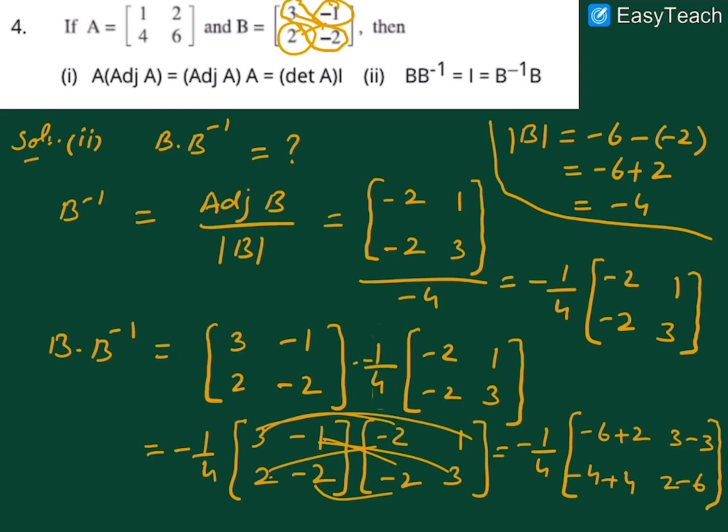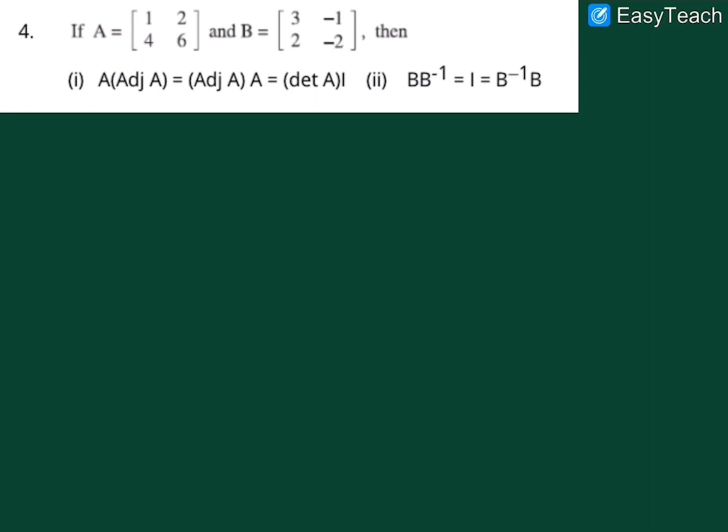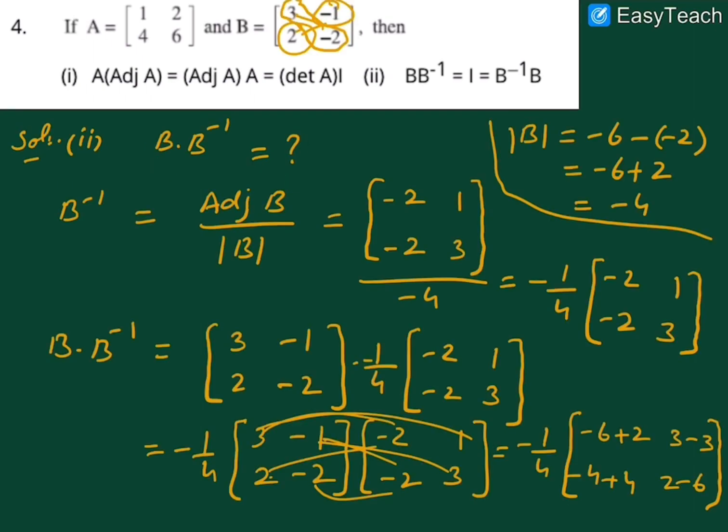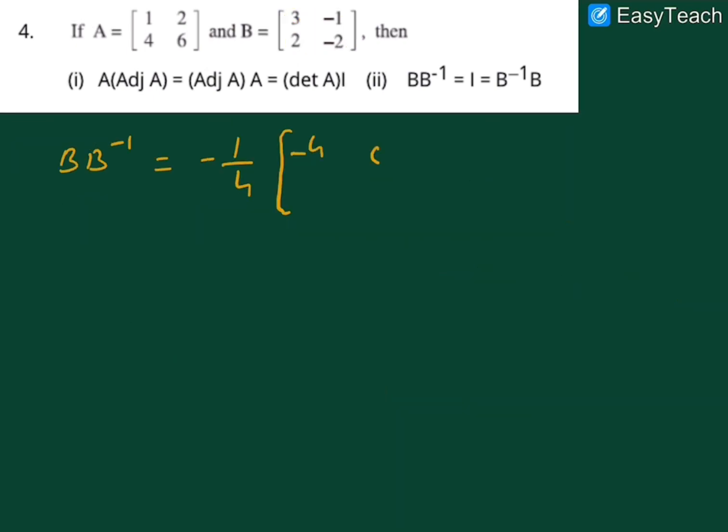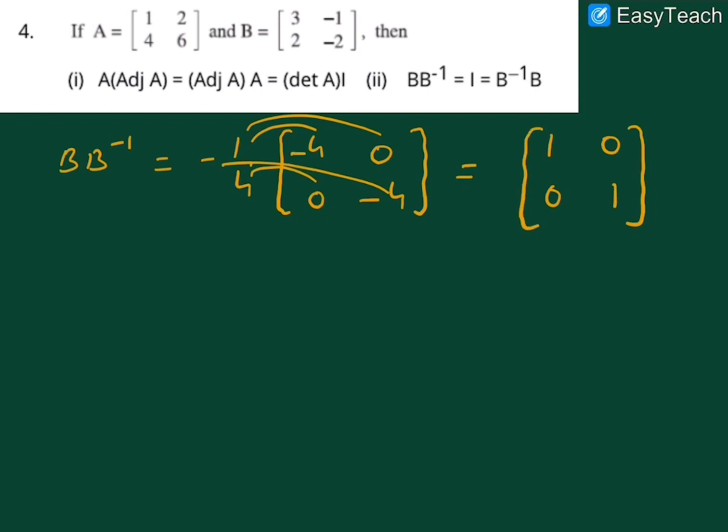So we will get here -1 by 4. B into B inverse equals -1 over 4 times [-4, 0; 0, -4], since -6 plus 2 is -4 and 6 minus 2 is 4. So when you divide or multiply with this, you will get [1, 0; 0, 1]. So B into B inverse is the identity matrix. This part we have proved.